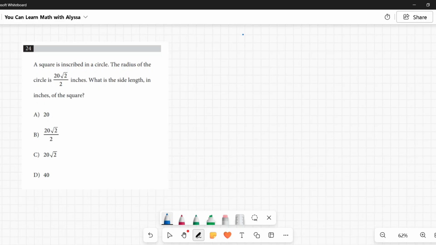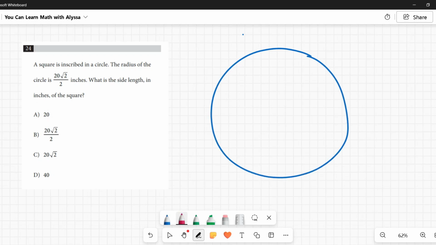Number 24. A square is inscribed in a circle. The radius of the circle is 20 square root of 2 over 2 inches. What is the side length in inches of the square? I always like to draw things, especially when we're talking about geometry. I love drawing it so I can see what I'm dealing with. Inscribed in a circle means I have a circle and there is a square, and all 4 points of the square are on the circle.